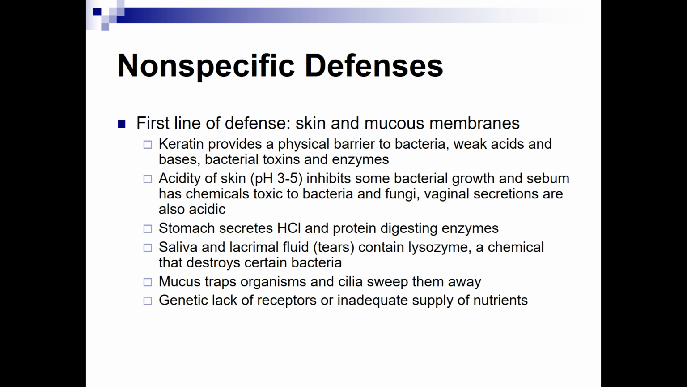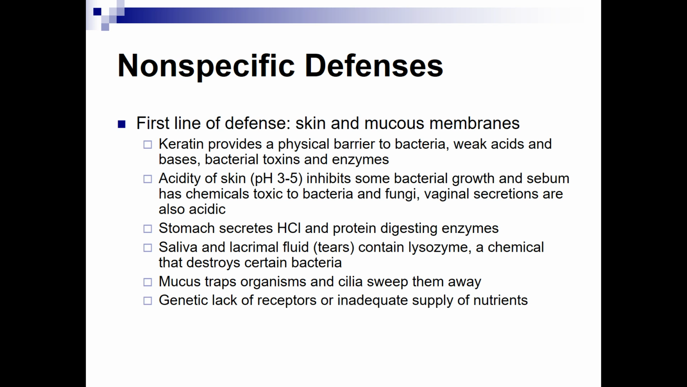And then sebum has chemicals toxic to bacteria and fungi as well. Stomach hydrochloric acid is a great chemical defense against infection as a first line. As soon as you eat something, it gets down into the stomach, starts denaturing. And then the protein, the pepsin that is in our stomach, is also proteolytic, and so it's going to start digesting any protein that an antigen or some pathogen that may make us sick would bear.